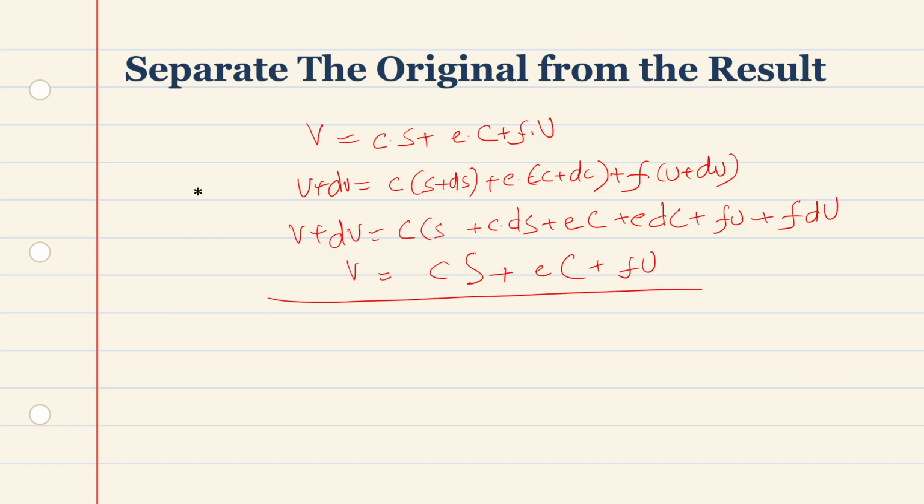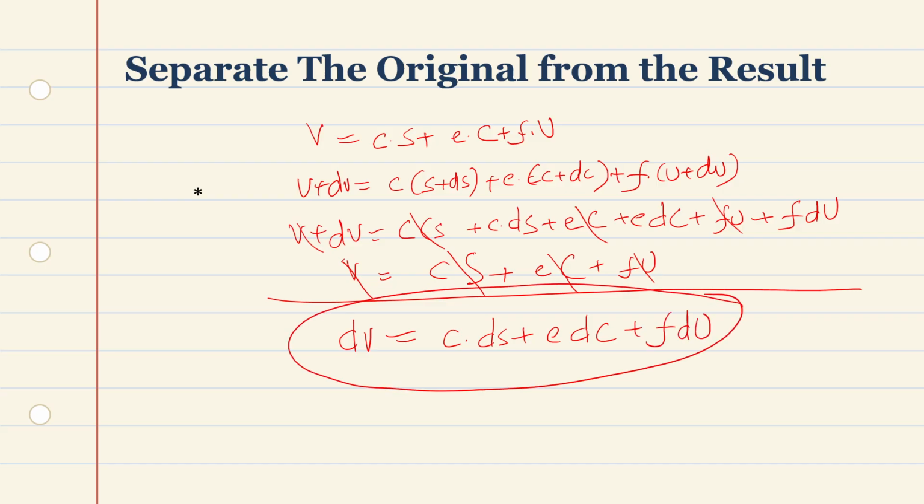Same as the subtraction that we have done before, we subtract the older state from the newer state. What are we left with? dV is equal to c dS plus e dC plus f dU. That is the impact of the change: a small change in subscribers, comments, and shares has resulted in a change in our number of views.